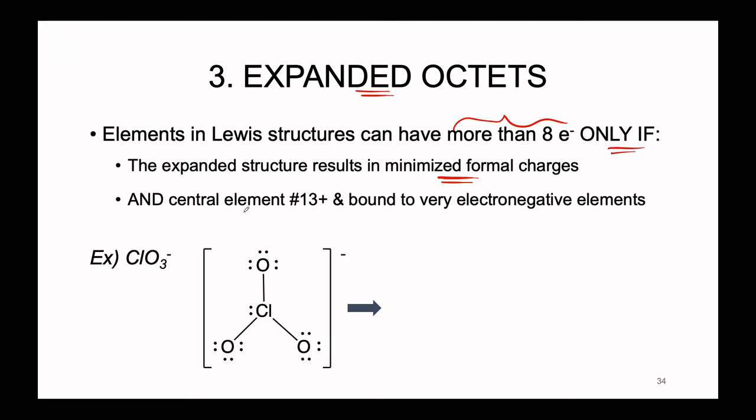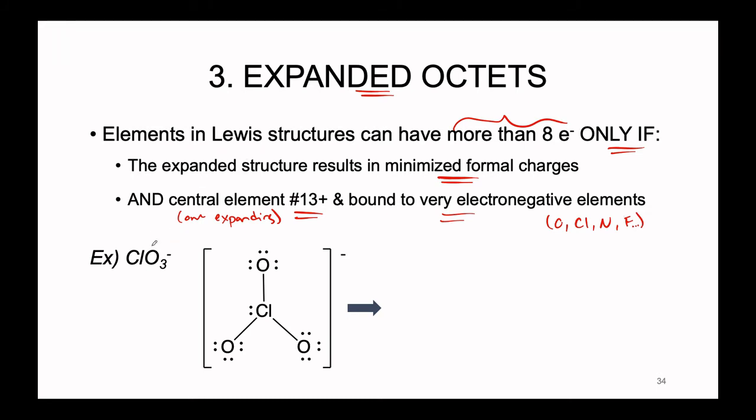Second point, your central element, aka the one expanding its octet, must be element number 13 or greater on the periodic table, and it must be surrounded by very electronegative elements. Things like oxygen, or chlorine, or nitrogen, or fluorine. This is not an exhaustive list, etc. They need to be in the upper right-hand corner of the periodic table. So a really good example of a molecule that we can draw and then kind of critically evaluate is the chlorate ion.